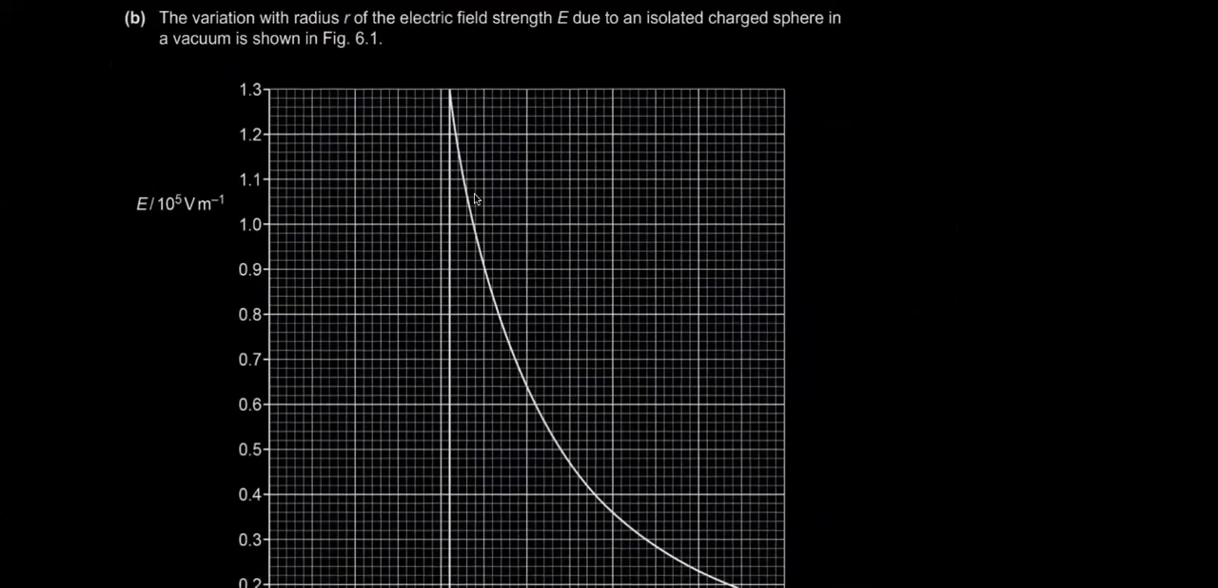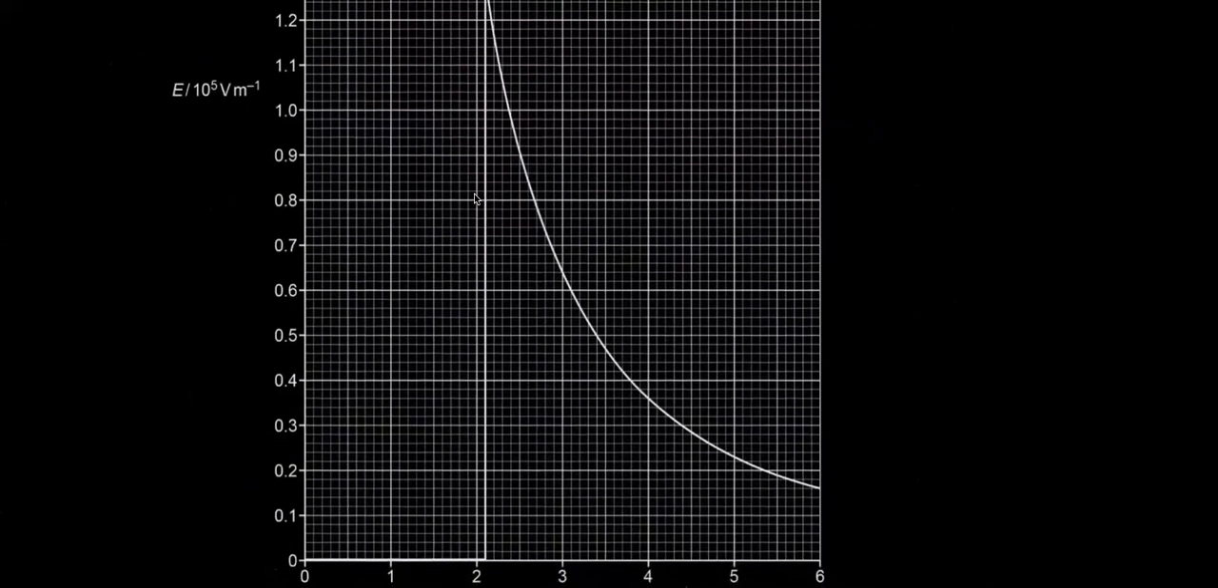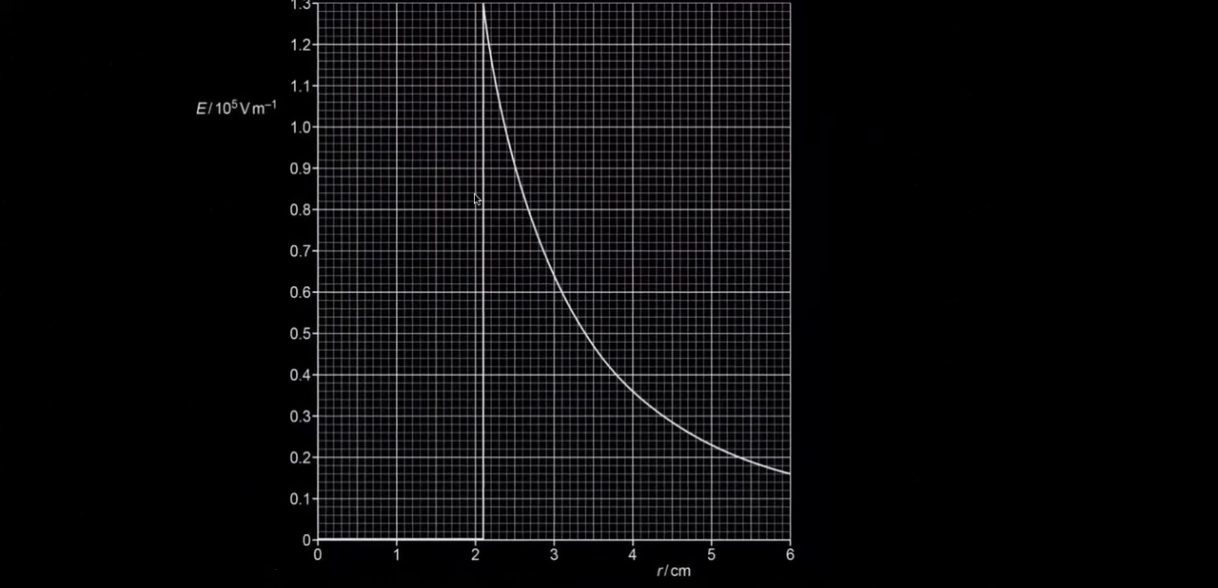The variation with radius R of the electric field strength due to an isolated charged sphere in a vacuum is shown in figure 6.1. On this graph, we have on the y-axis the electric field strength in 10 to the 5 volts per meter and the radius in centimeters. We can see a trend that the electric field strength is zero at first, and then it falls off with distance, right? This is related to a part in the recent papers which we saw. Potential inside a sphere is constant, but the electric field strength is zero, right?